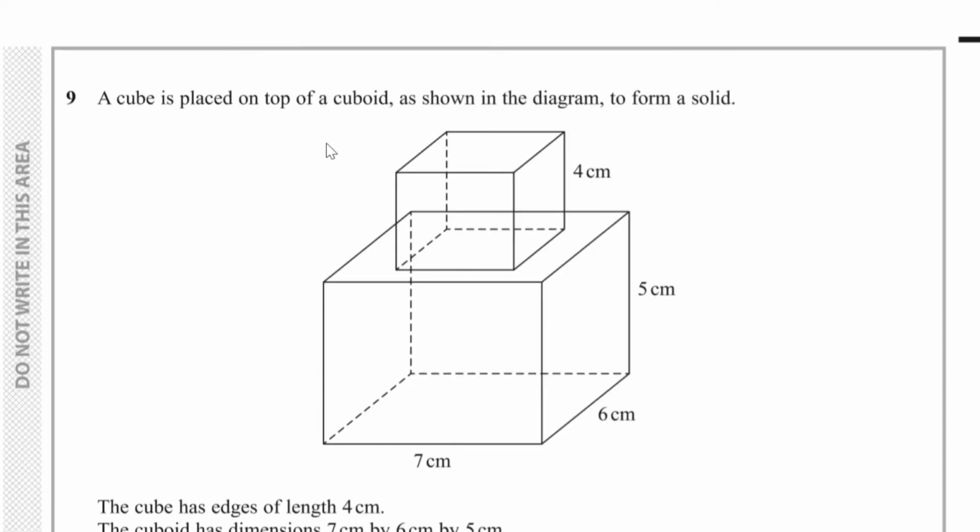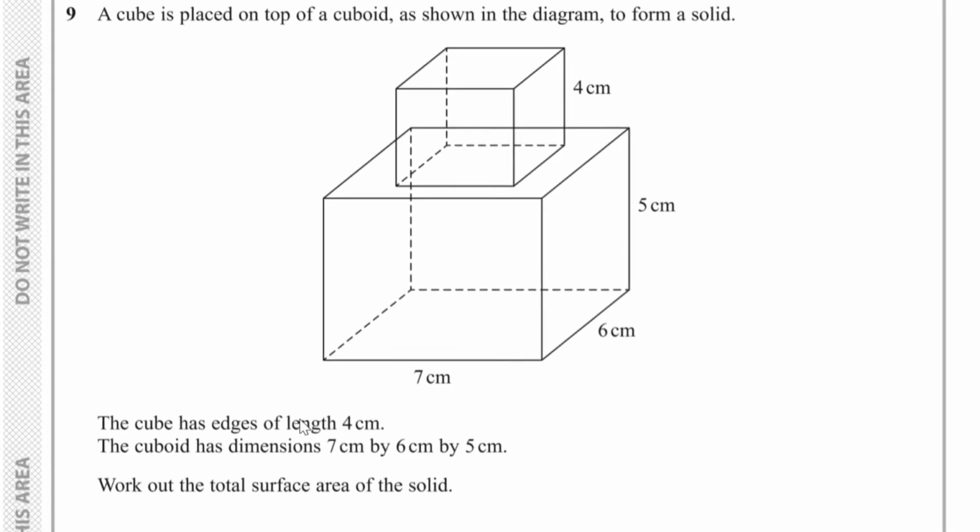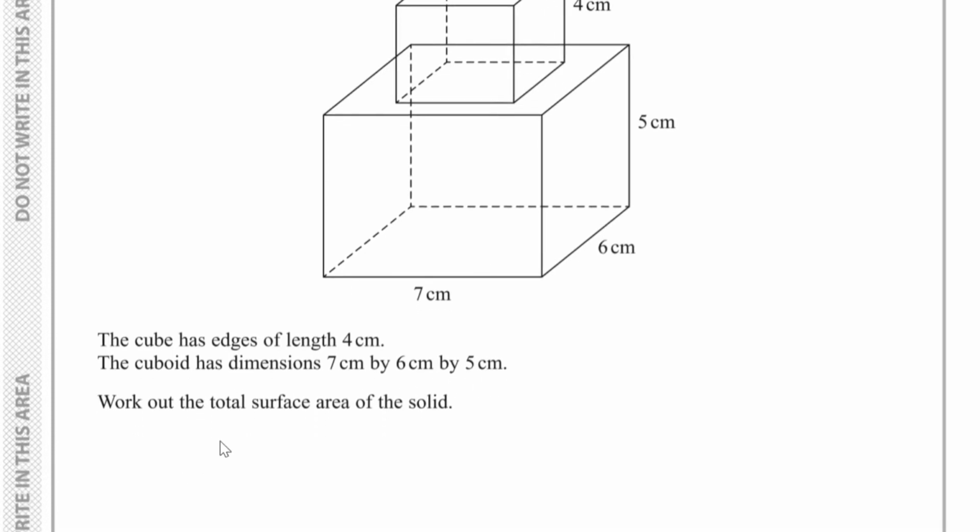Question number 9. A cube is placed on top of a cuboid, as shown in the diagram, to form a solid. The cube has edges of length 4 cm. The cuboid has dimensions 7 cm by 6 cm by 5 cm. We have to work out the total surface area of the solid.